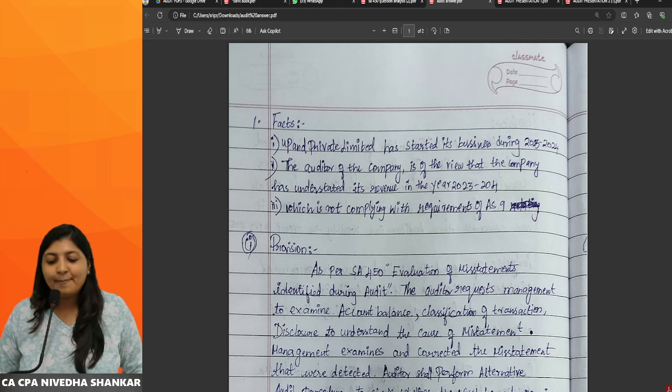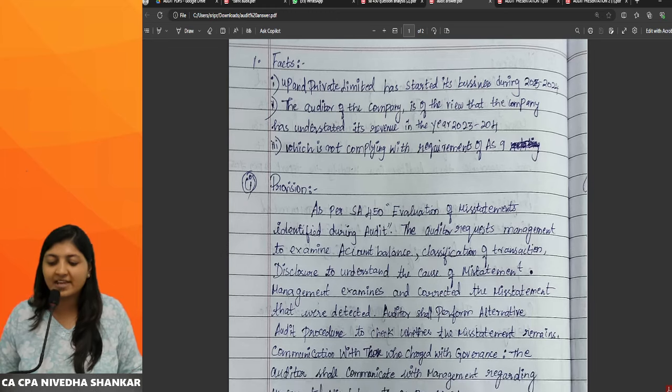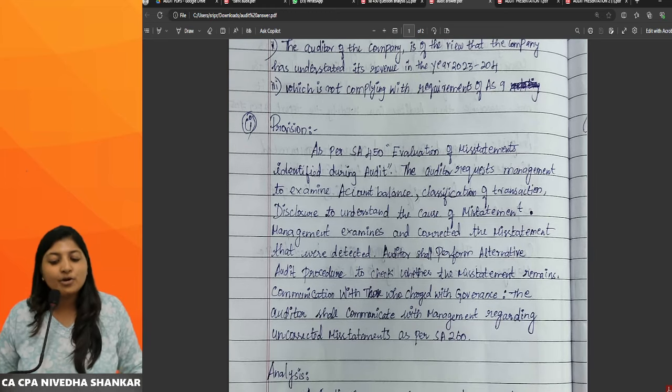Facts. Up and High Private Limited has started its business during 23-24. Auditor of the company is of the view that the company has understated its revenue, not complying with requirements of AS 9. Perfect. Provision. As per SA 450, evaluation of misstatements identified during the audit, the auditor requests the management to examine the account balance, class of transaction, disclosure to understand the cause of the misstatement. Management examines and corrects the misstatement that was detected. Auditor shall perform alternate audit procedures.